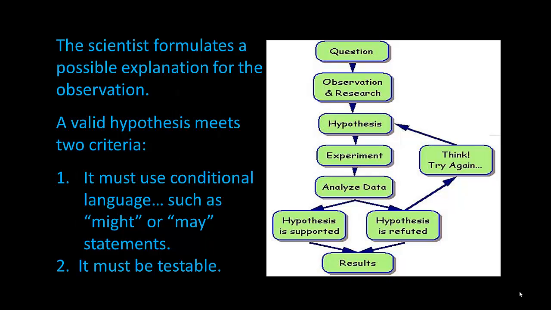The scientist formulates a possible explanation for the observation. A valid hypothesis meets two criteria. It must use conditional language such as might or may statements. So when you form your hypothesis about your clothes, you say this top may look good with these bottoms on me. You're not saying that they will look good. You're saying that they might. And then you have to test it. So you have to be able to put those clothes on and look at yourself.